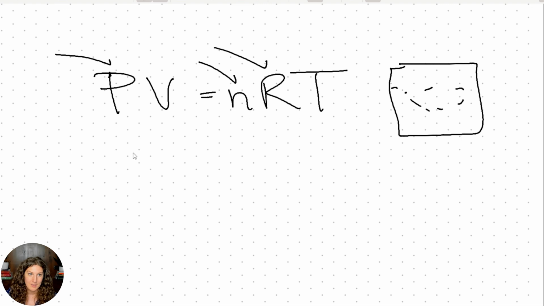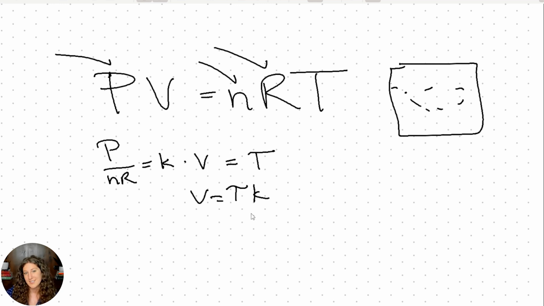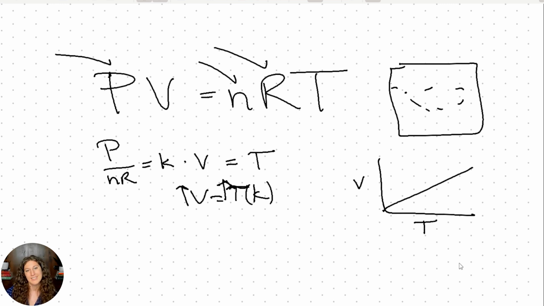Well, let's rearrange this a little bit. We'll bring P and nR over to one side. That's going to equal K, right? Times V equals T. All right, so we can move that around a little bit more and say, okay, V equals T times the constant, right? So now graphically, we've got volume here, temperature here, y and x, but look at that. If temperature goes up, what's happening to volume? It's also going up, right? And it's going up linearly. There's no exponent or anything like that. Boom, nice linear graph. So this is Charles' law.